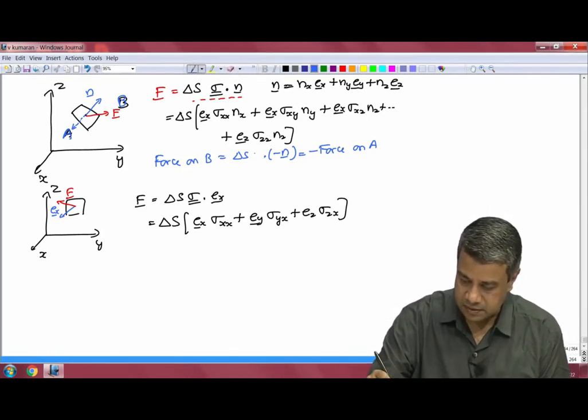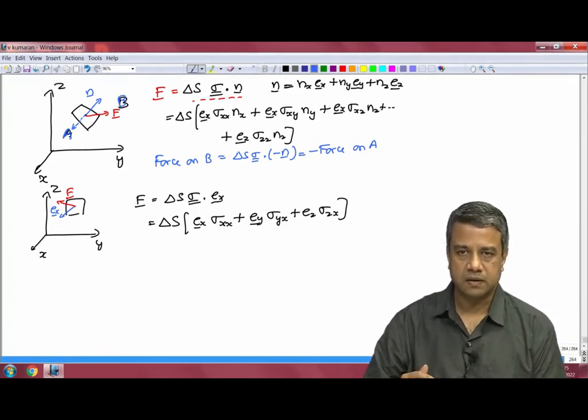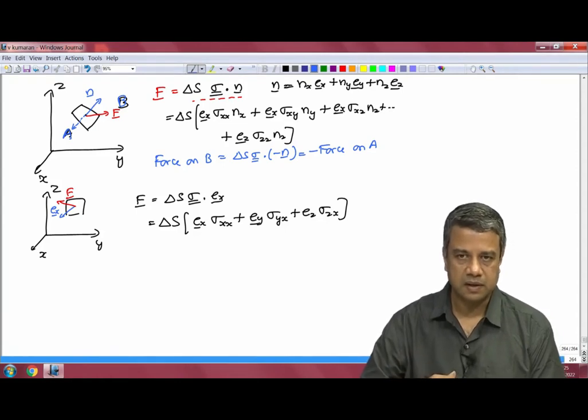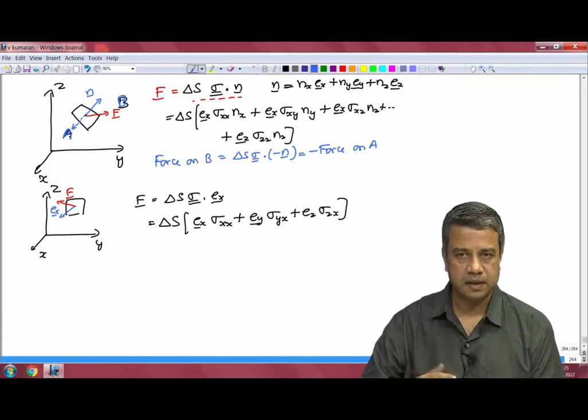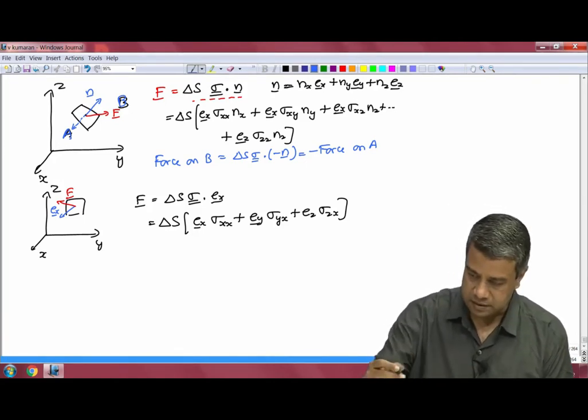And this is required for consistency with Newton's third law, that the force exerted by one volume on the adjacent one has to be the negative of the force exerted the other way. So, this satisfies that relation.